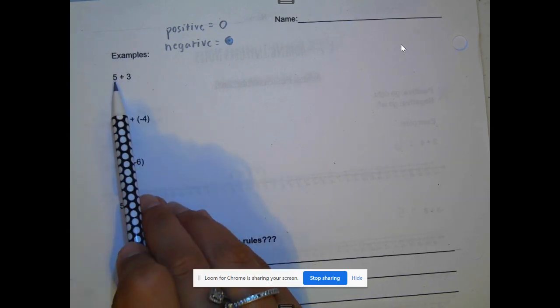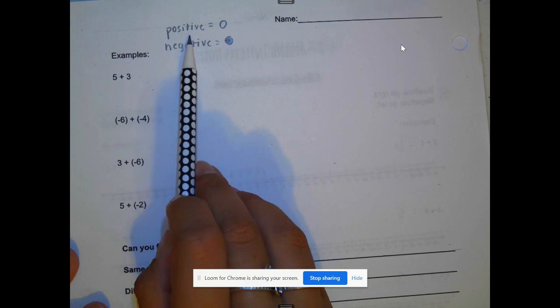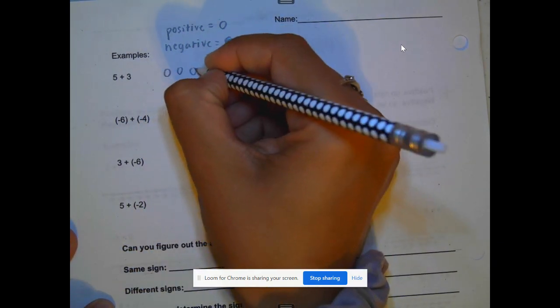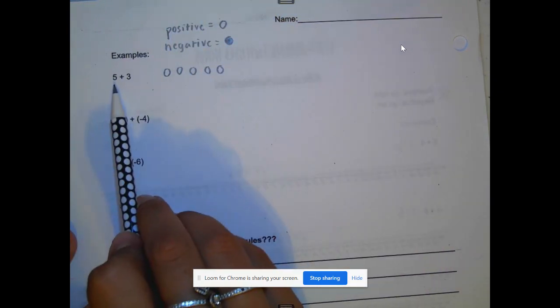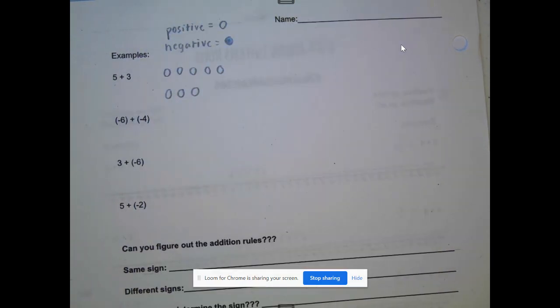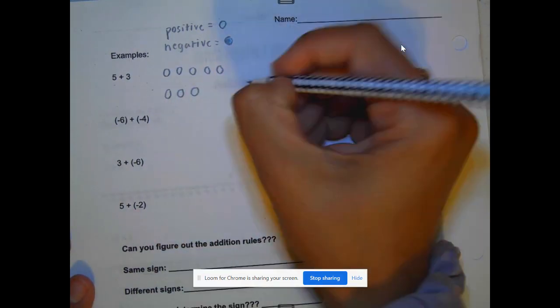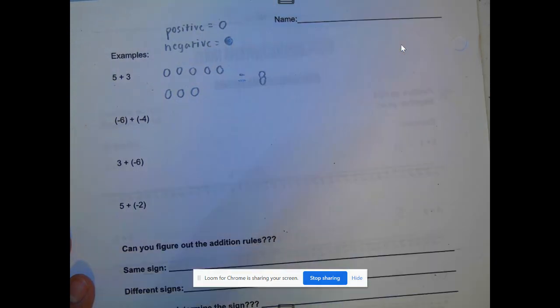So we have positive 5 plus positive 3. So I need to draw my chips. 1, 2, 3, 4, 5. 5 positive chips to represent my 5. Now I'm going to represent my 3. 1, 2, 3. 3 open circles for positive 3. And if I add these all together, I have 8 total open circles, which gives me the answer of positive 8.